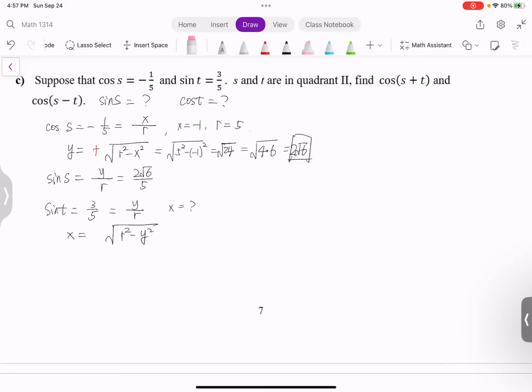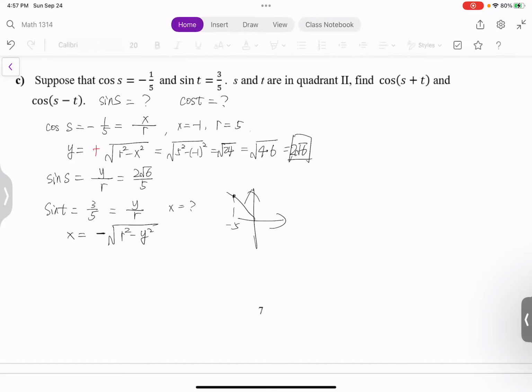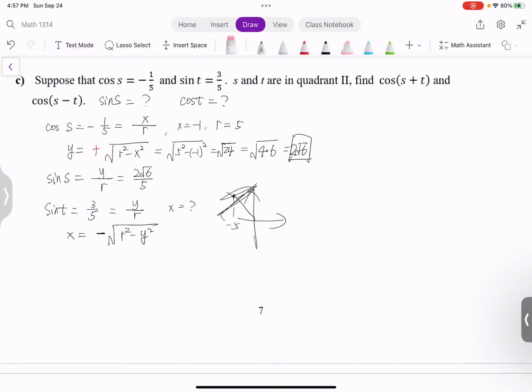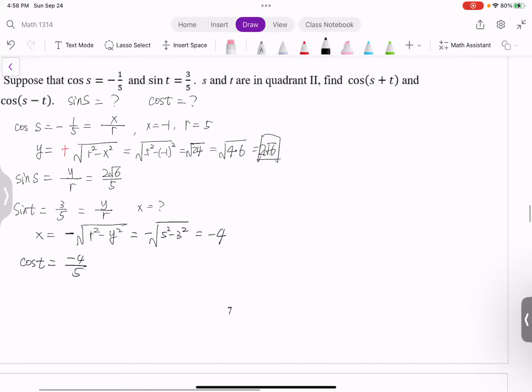But how about the x? Sine is positive, but in the second quadrant, x is negative. In the second quadrant, the point here, x is negative, for example, -5. So I cannot have a positive solution. Okay, that's negative square root of 5 squared minus 3 squared. So I'm having -4. All right, so the cosine T equals -4/5. Okay, we have a lot of information.